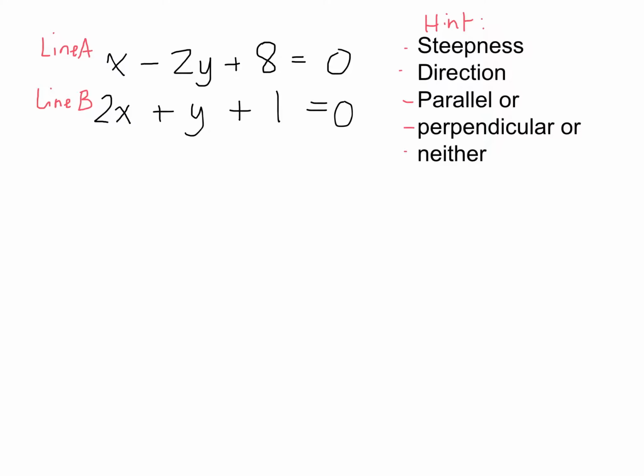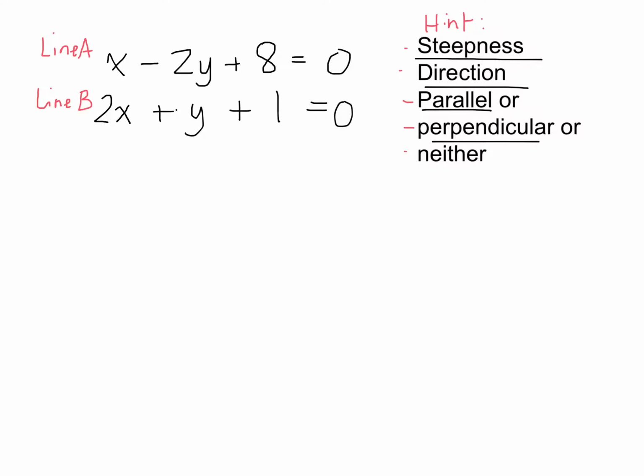So in this question, you're given an equation of two lines. We have line A, that's x minus 2y plus 8 equals 0, and line B is 2x plus y plus 1 equals 0. The question says to compare the two lines, talking about the steepness, the direction, and if they're parallel or perpendicular.